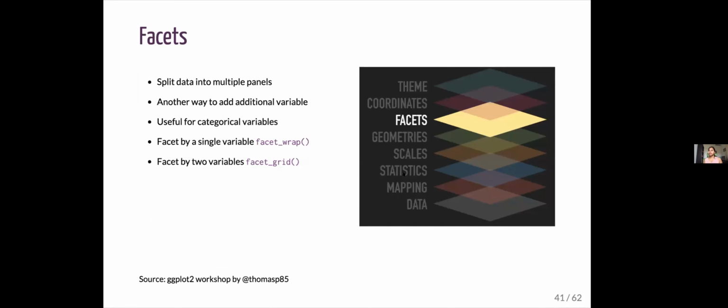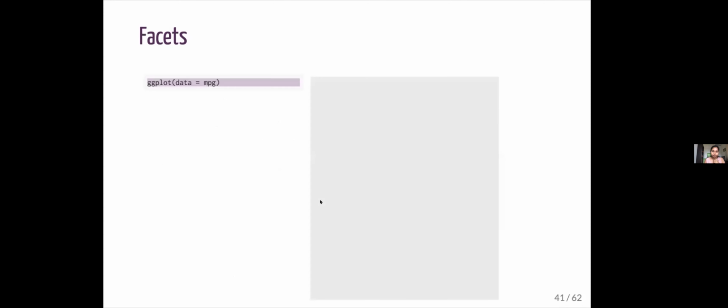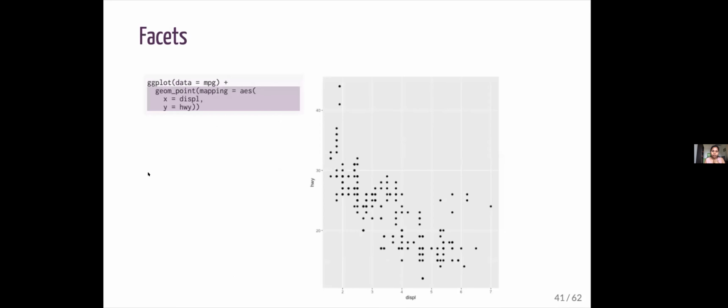Okay, next is facets. Facets split data into multiple panels, and this is another way to add an additional variable in your plot. It is useful for categorical variables. You can facet by a single variable using facet wrap, and facet by two variables using facet grid. So if you're using facets, just remember the two names, facet wrap and facet grid. Let's look at an example.